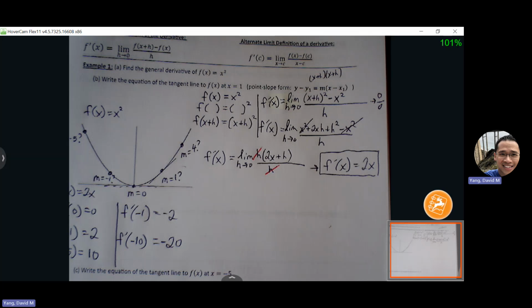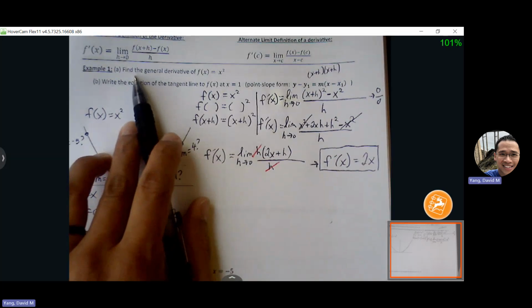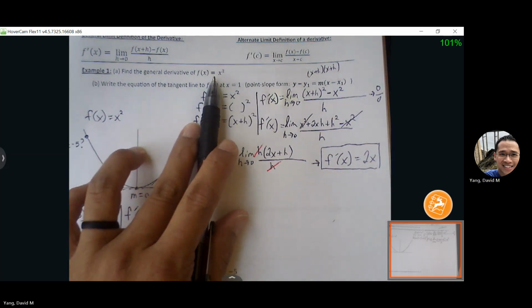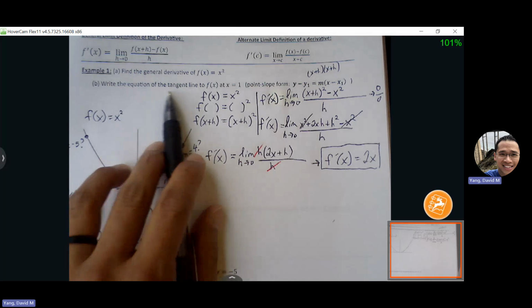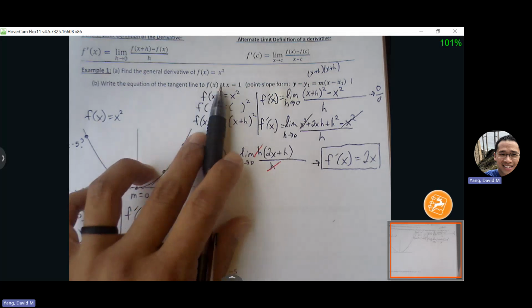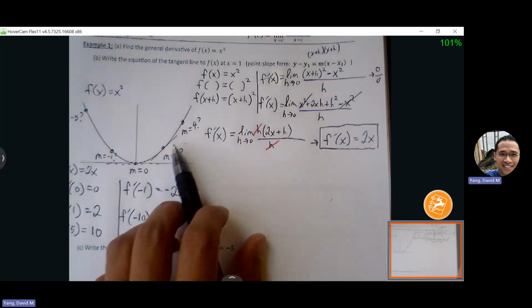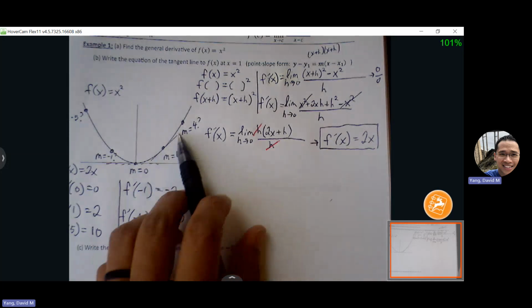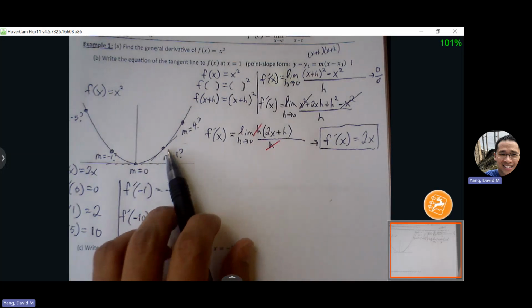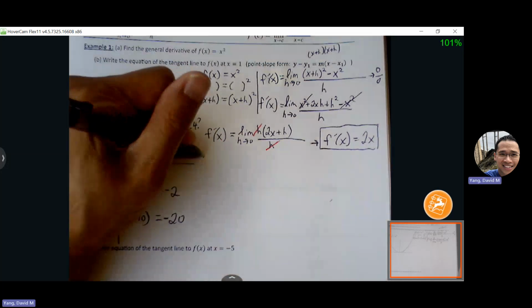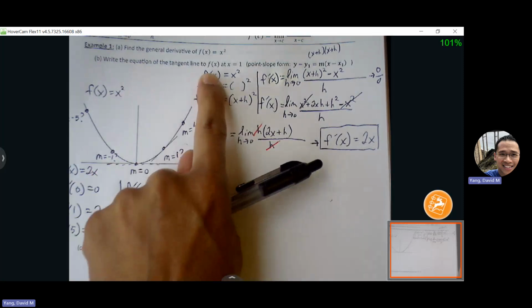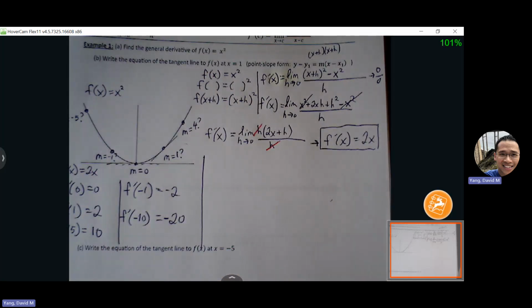Okay, so for part A, we found the derivative of our function. And now part B, it says write the equation of the tangent line at x equals 1. So we basically want to figure out what is the exact tangent line equation of this line that you see here. So if I want to find the equation of a tangent line, I need a point and I need a slope.